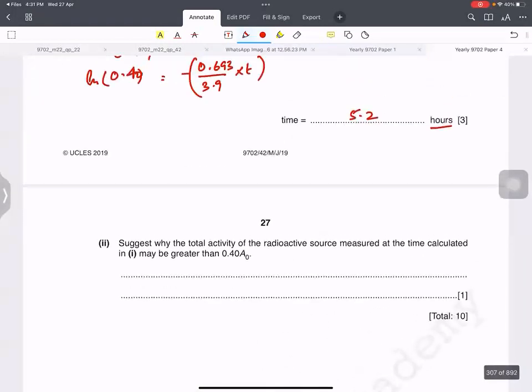That's all. Now it says why the total activity of the radioactive source calculated may be greater. The product formed, hamesha ye likh dena. Okay. Product formed may also be radioactive. Okay.